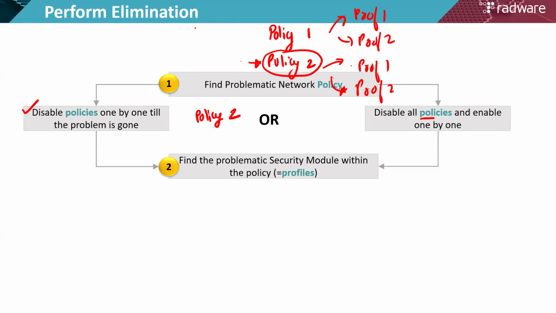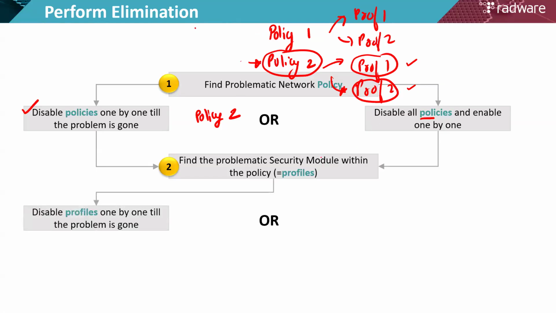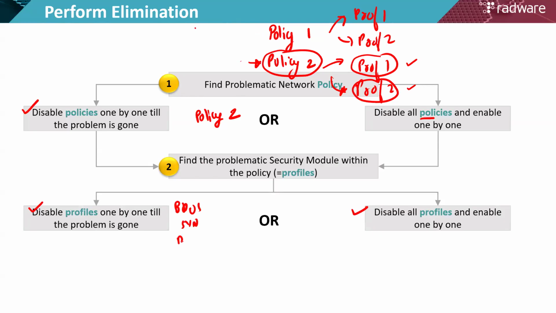Now within the policy, we have two profiles. So in that case, which profile was causing the issue? Again, the same approach you can take is to do the elimination. You can disable profiles one by one or disable all profiles and enable them one by one. Like you have DDoS, you have SYN, you have DNS. So you can disable one by one, and check whether the issue is gone.